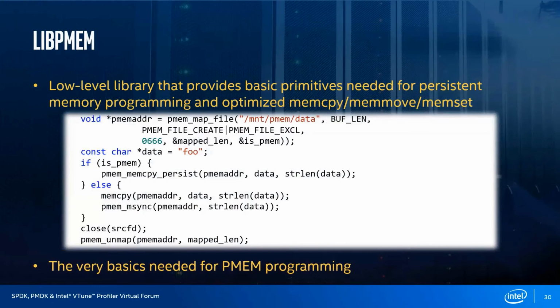And finally, we have libpmem, which is the lowest level library that we provide in PMDK. With libpmem, all you are really given is a way to map a persistent memory file, a way to tell if that file is actual persistent memory, which is the is_pmem variable in the example, and a way to transfer data between pmem and DRAM in an efficient way. So this library is really just a convenience for the low-level primitives exposed by the operating system.